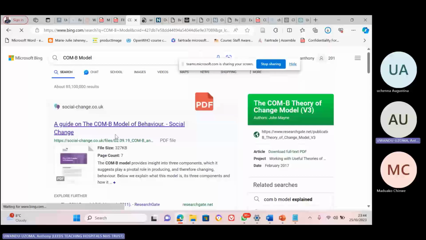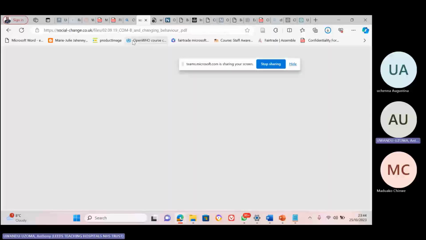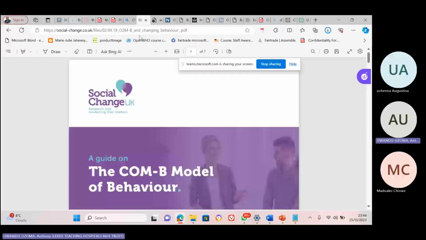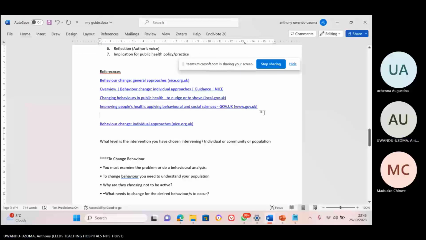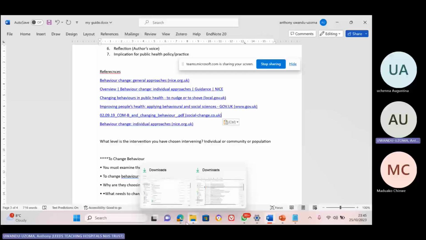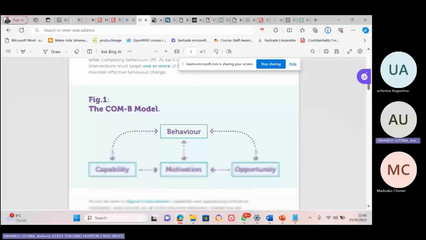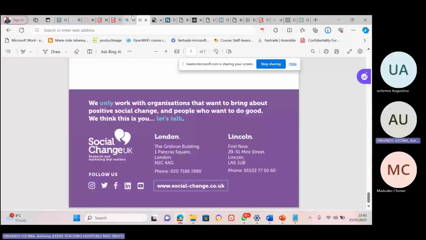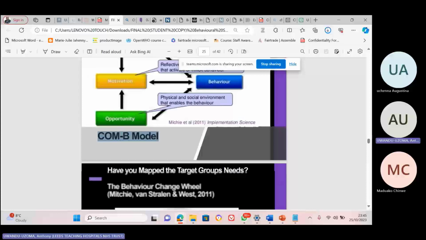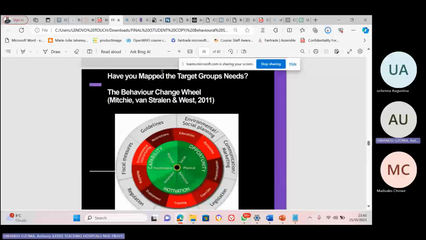So just type it in Google, and then this PDF pops up. Okay, just copy it and then paste it. So you know what to read. COMBI model. Okay, and how does it apply to your changing behavior? So I think that is it. So we have come to the end. Basically, now they even gave you an article to read here, the behavior change wheel.